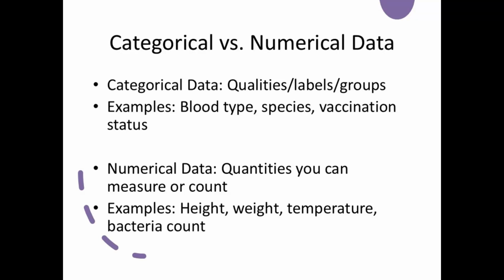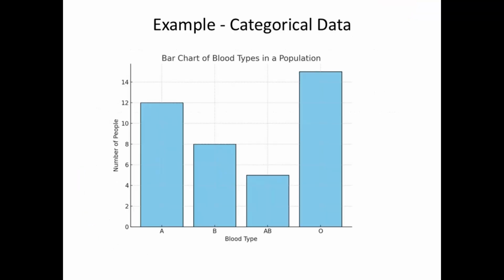Let's see some real-world examples. Here's a bar chart of categorical data, showing the number of people with each blood type in a sample. Notice how the x-axis lists categories A, B, AB, and O, and the y-axis shows how many people fall into each group. This is typical of how we display categorical data.